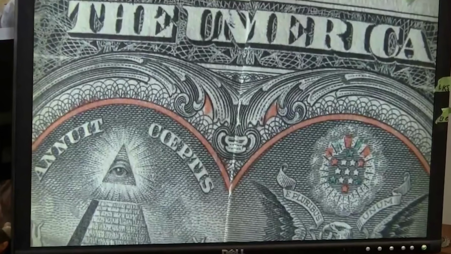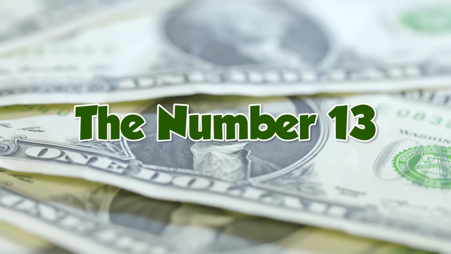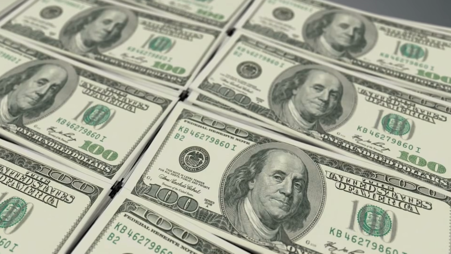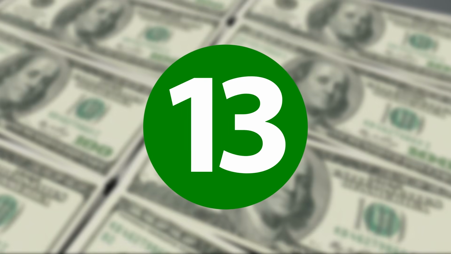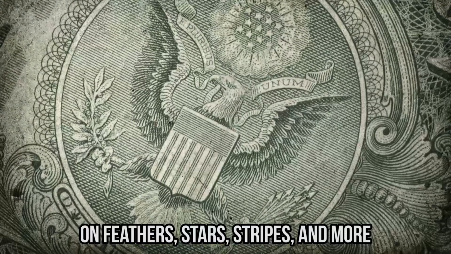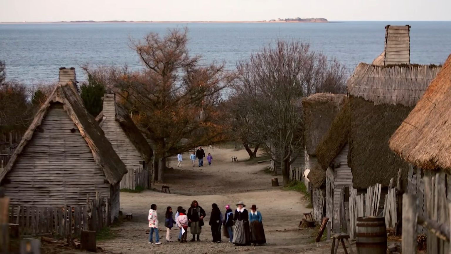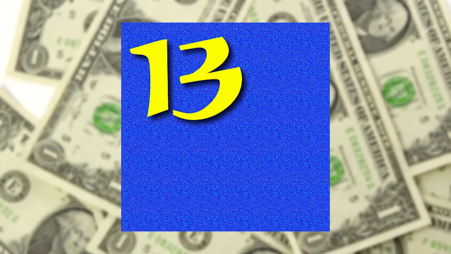Now let's explore the 10 mind-blowing hidden secrets in the US dollar. The number 13. If you've studied the layout and elements of the dollar bill, you've probably noticed there's a consistency with the number 13 that can be seen on feathers, stars, stripes, and more. It's a tribute to original colonies and a symbolic element that's featured more than just once.